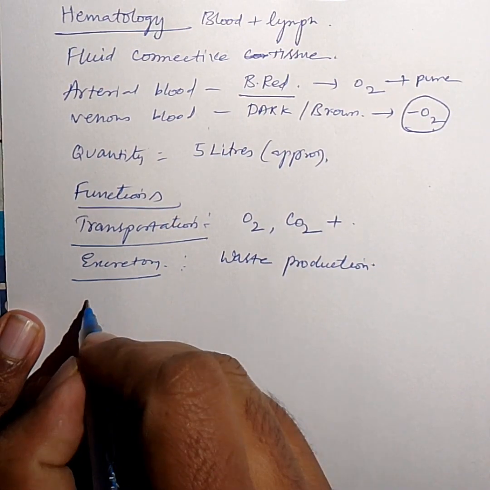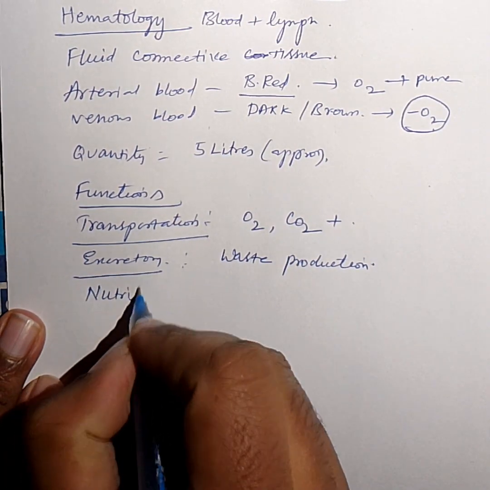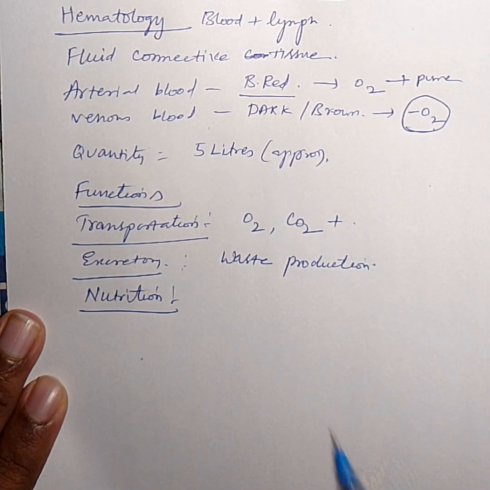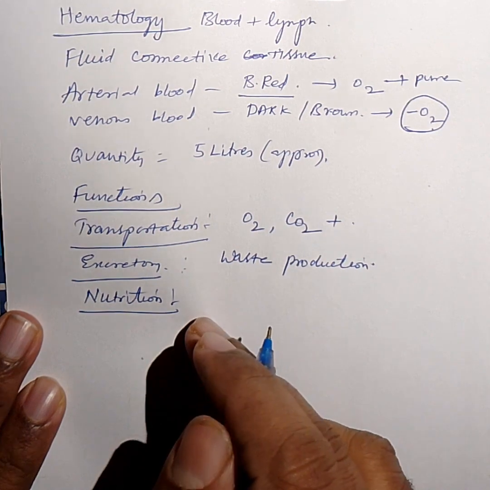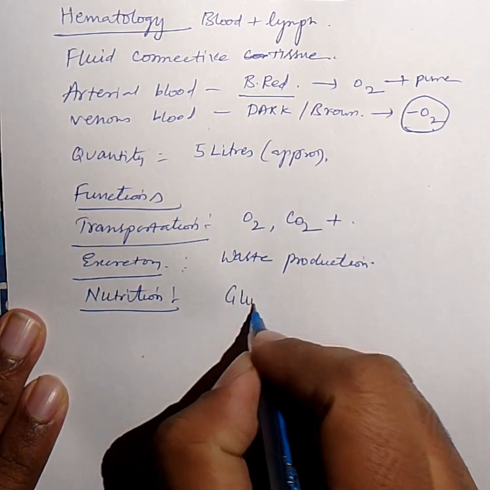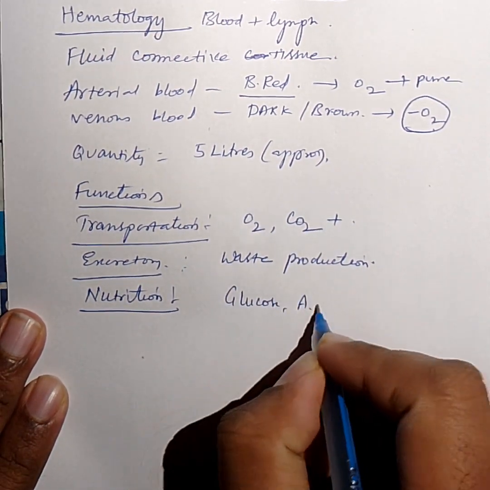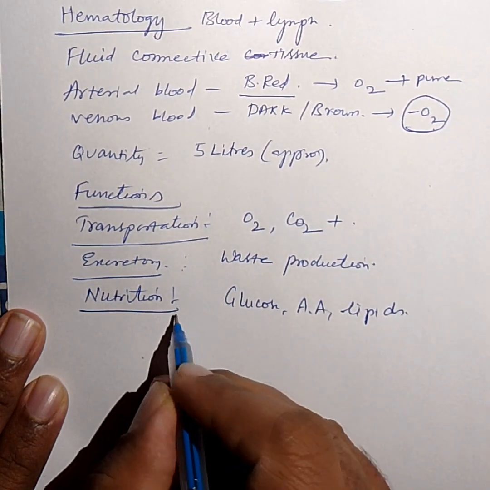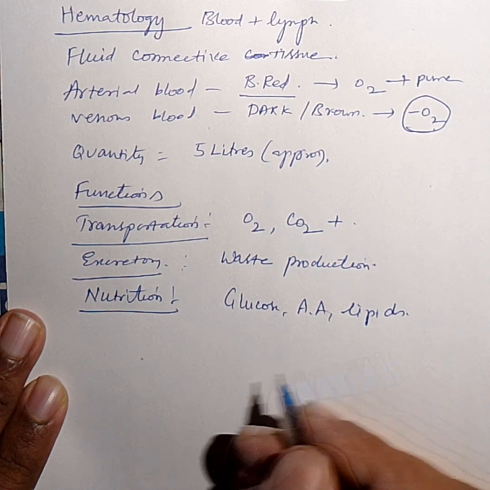And we also come to the nutritional function of the blood. What is the nutritional function of the blood? The nutrients which are used for our body, for example glucose, amino acids, lipids and proteins, are transported and stored in the blood.